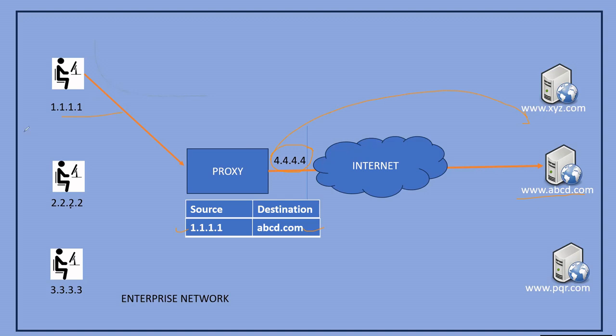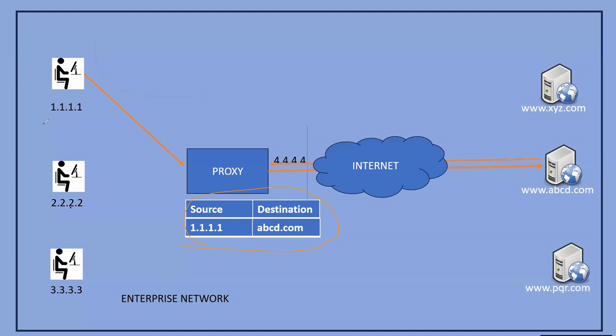So what happens is when it receives a request from the proxy, it responds back to the proxy. It will not respond back to the client directly. It responds back to the proxy. So once the response comes back to the proxy, the proxy will look at this table.